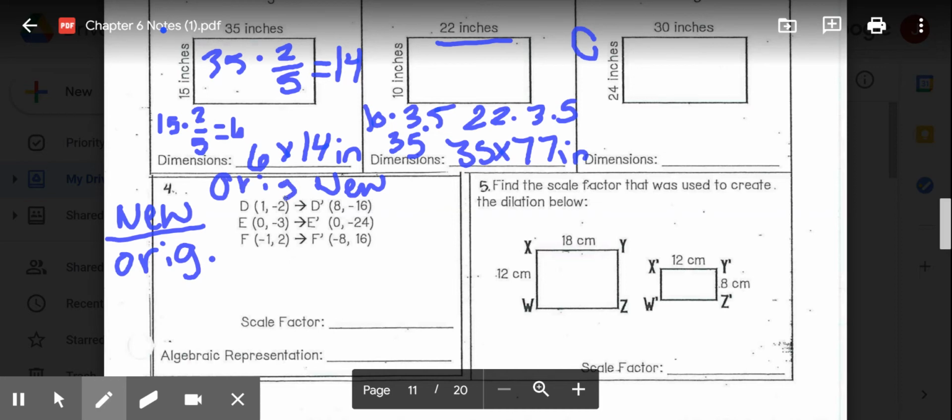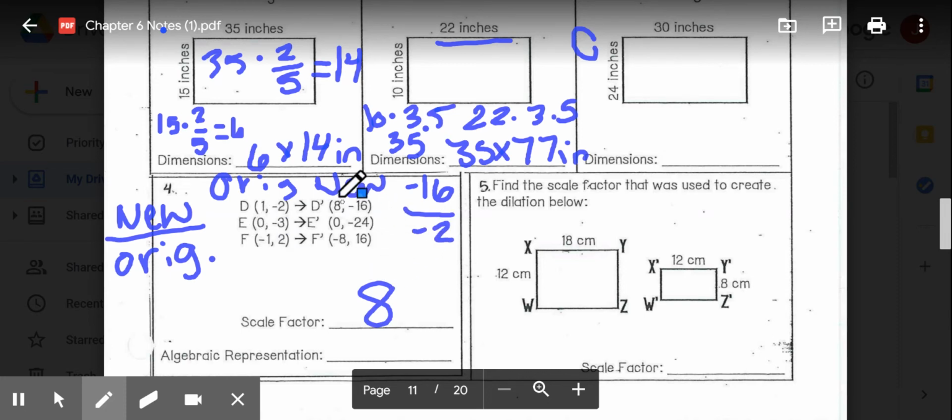You really can pick any ordered pair that you want here to find that scale factor. So for example, if I just want to start with D, I could divide my Y values. So I could do negative 16 divided by the original Y value, which was negative 2. Well, we know that negative 16 divided by negative 2 is a positive 8. And if you wanted to check your answer, you could go ahead and choose a different one.